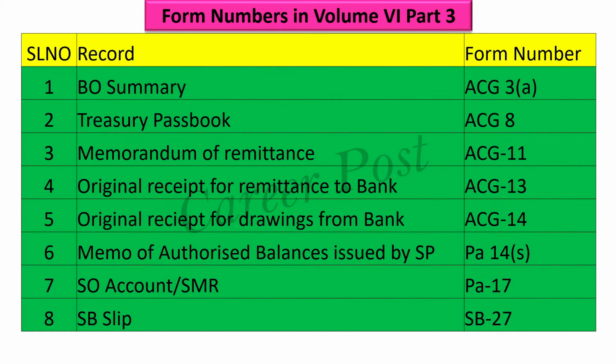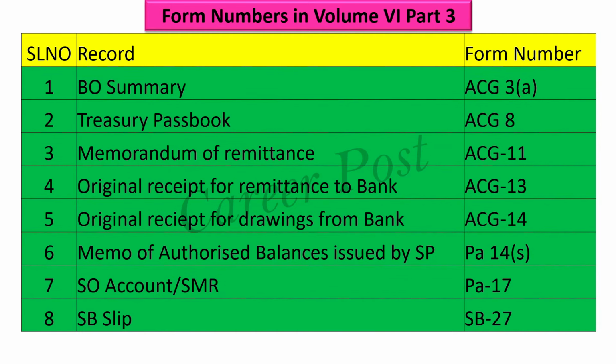Memo of authorized balances is issued by the Superintendent of Post Offices. That means the maximum cash balance or maximum stamp balance that is to be maintained by a sub office or a head office will be issued by the Superintendent of Post Offices. That will be maintained in the form PA 14S. For a sub office it is S14S.